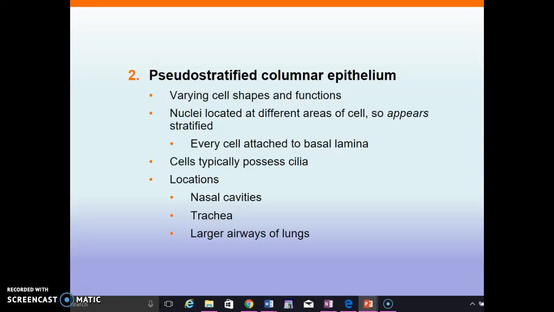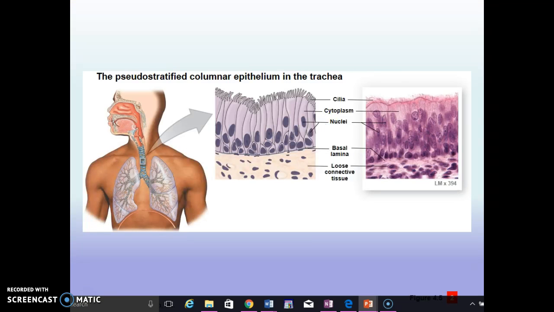Pseudo-stratified columnar. Pseudo means fake, maybe. So it looks stratified, but isn't. And these, instead of having all of the cells look the same height, these will vary. And often they are ciliated. So we will find these in passageways of our respiratory system. So you can see the cilia on those. You can see all the nuclei are kind of bouncing around. They're not all in one row.